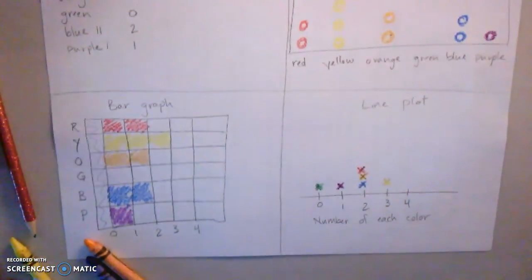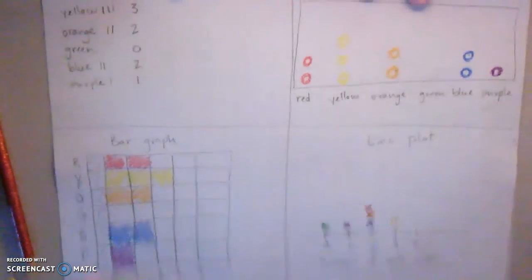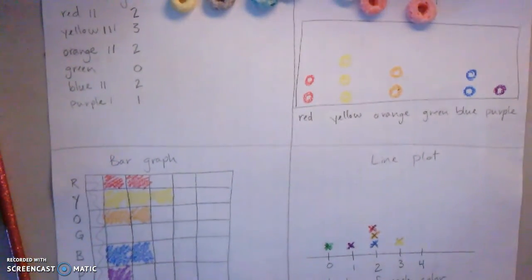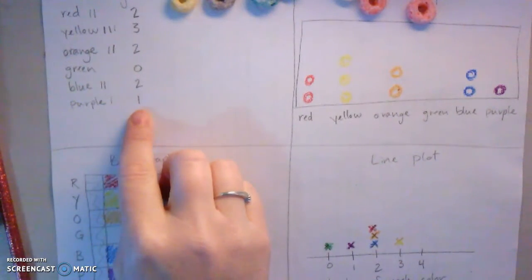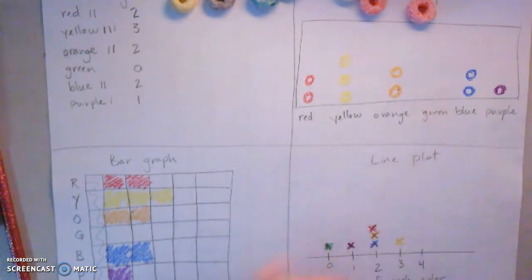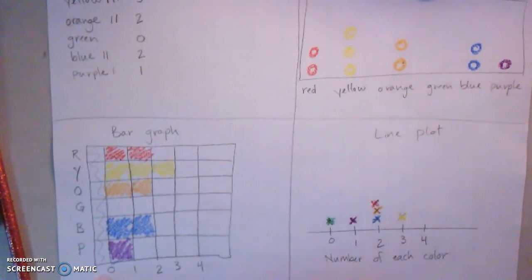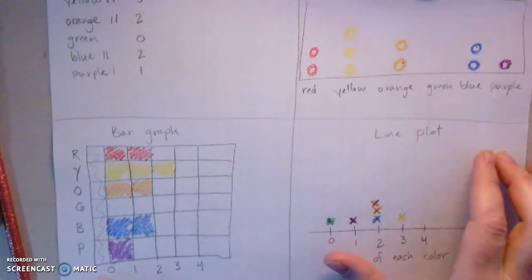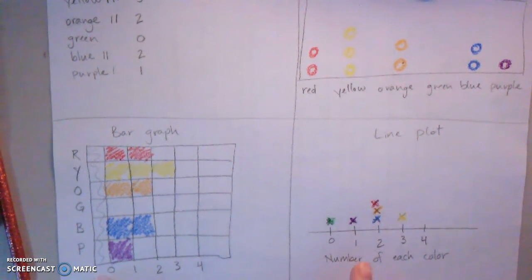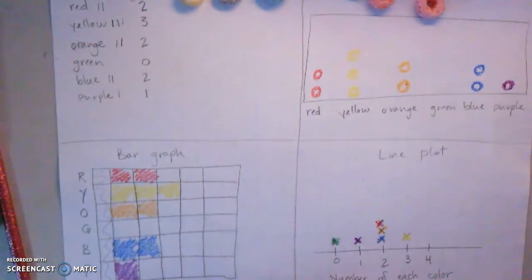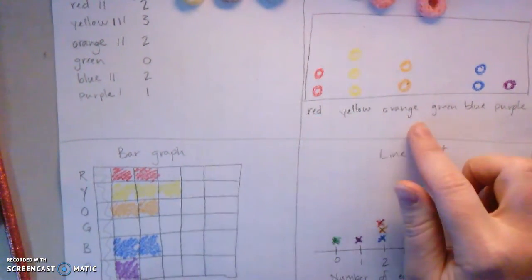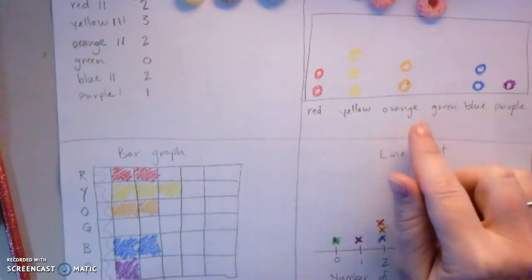Let me see if I can back that up one so we can see it all. So I made the tally marks, totaled them up, drew a picture graph, made a bar graph, and then made a line plot. The hardest one to make the information for was the line plot because I had to think about it in terms of how many of each number were chosen rather than showing, like in this one, how many reds there were, how many oranges there were.